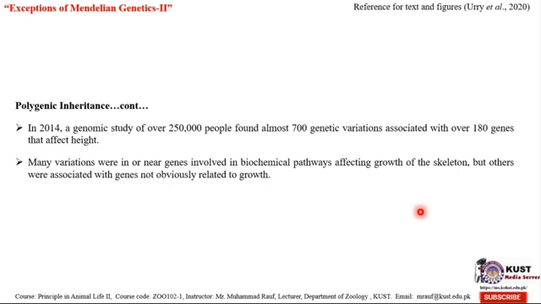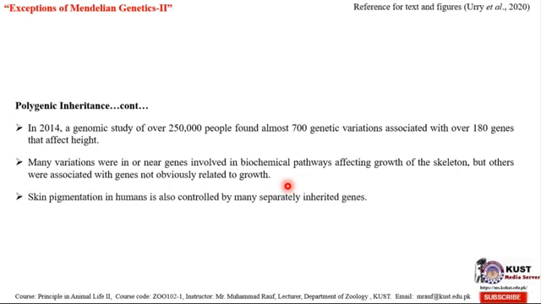And just for your knowledge, a new allele arises through gene duplication events. Skin pigmentation, which is yet another example, is also controlled by many separately inherited genes.